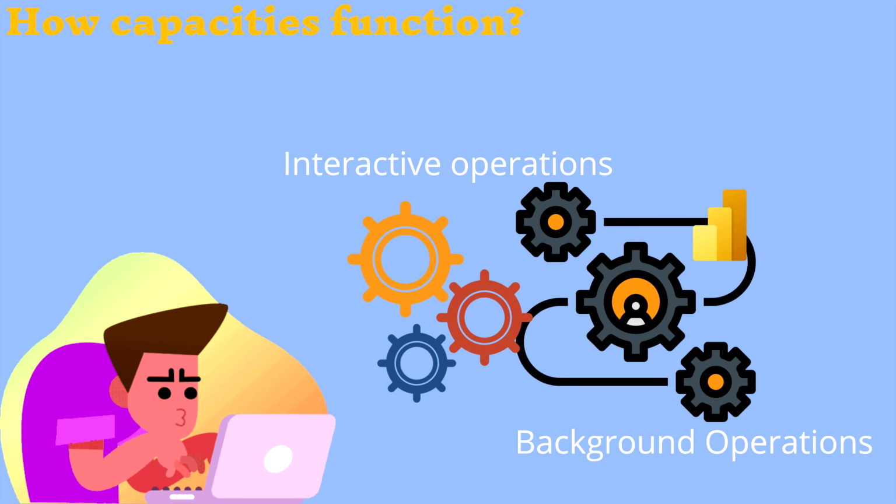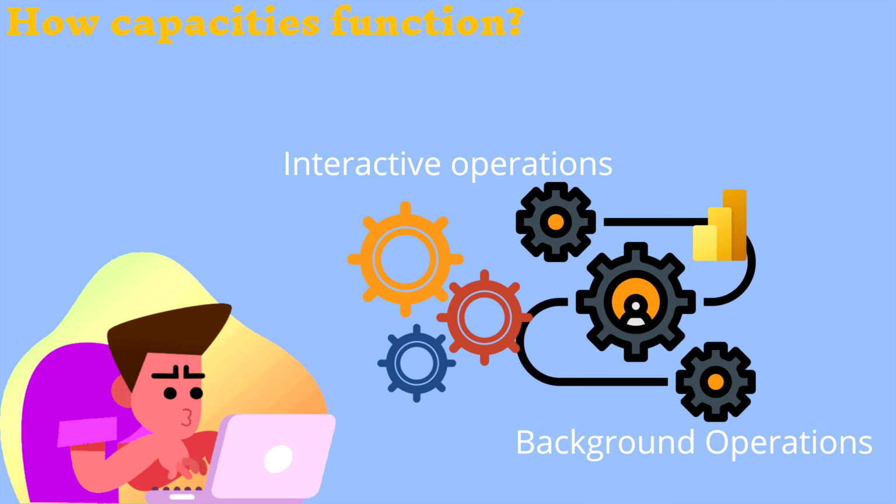Well, in this section I'm going to explain how these capacities function and what the interactive operations and background operations are. At all times, whenever you are working using the Power BI service, the Power BI service makes the best use of capacity resources while not exceeding limits imposed on the capacity. That means Power BI automatically manages everything, how the users are interacting with your reports or how the background operations are performing. Capacity operations are classified as either interactive or background. So there are two types of operations whenever a Power BI report is working on the Power BI service.